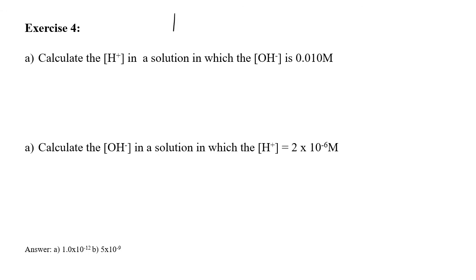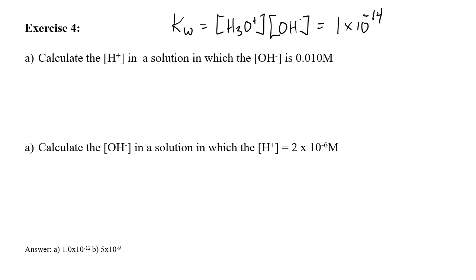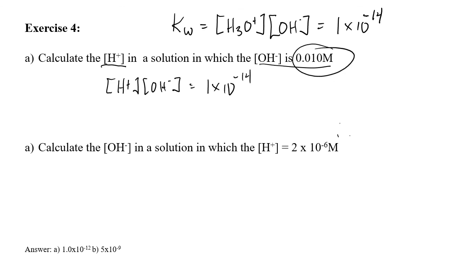All right, so using that equation and its value, we want to calculate the H plus. Remember, H plus is equal to hydronium, so it's the same thing. H plus equals H3O plus. We want to calculate H plus if we know the hydroxide. Let's use the equation. We'll say H plus times OH minus equals 1 times 10 to the negative 14th. They're giving me the hydroxide. So H plus times 0.01 is 1 times 10 to the negative 14th. Do the math, and your H plus equals 1 times 10 to the negative 12.